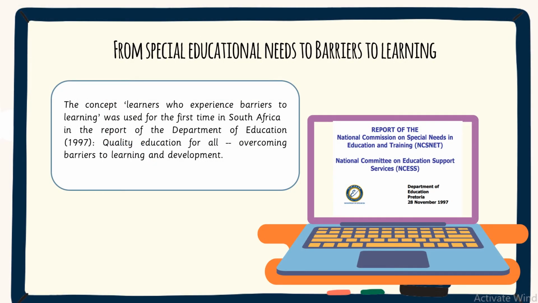The concept of learners who experience barriers to learning was used for the first time in South Africa in the report of the Department of Education in 1997, Quality Education for All, Overcoming Barriers to Learning and Development. In this report, the Department of Education identified barriers to learning as any factor that causes a breakdown in learning, and recognizes that these causes often sit outside of the learner themselves.